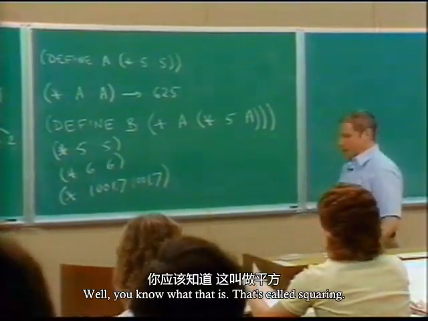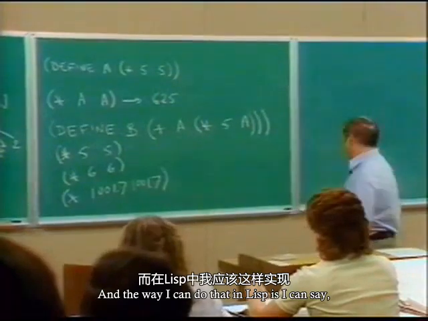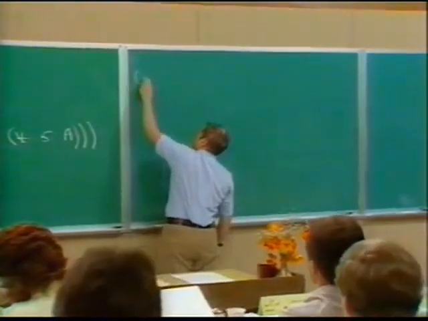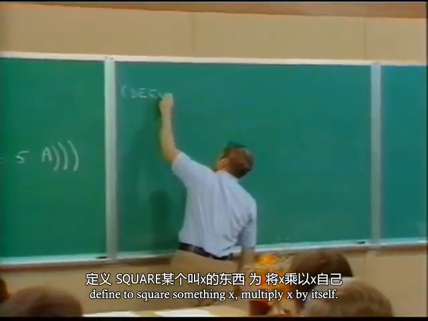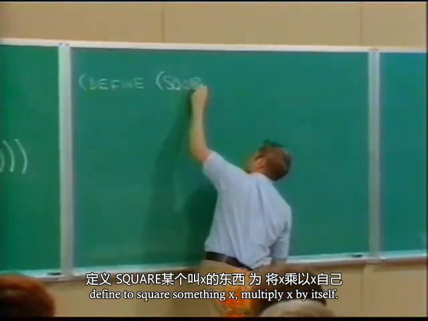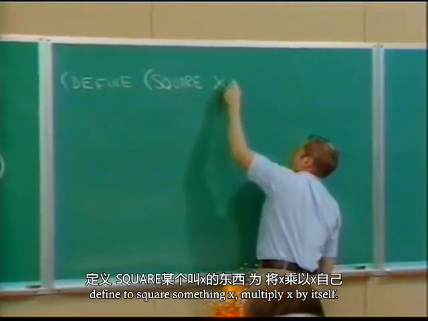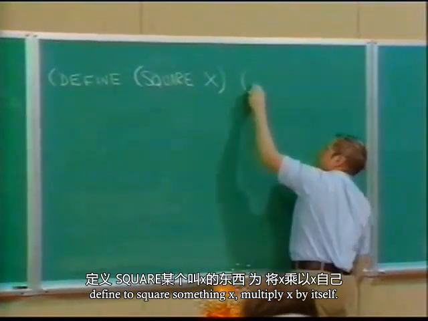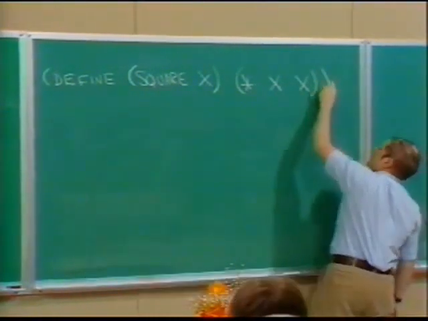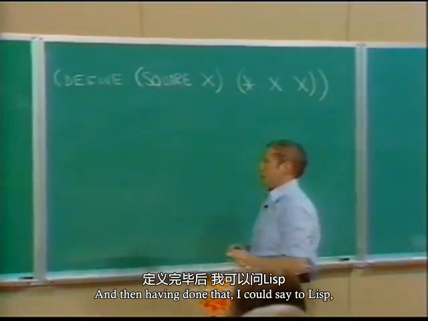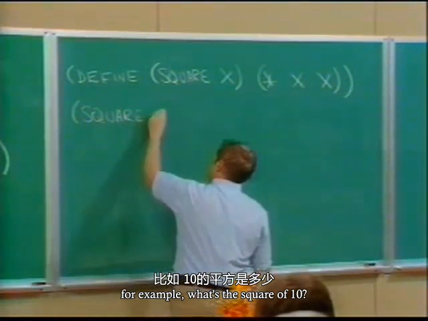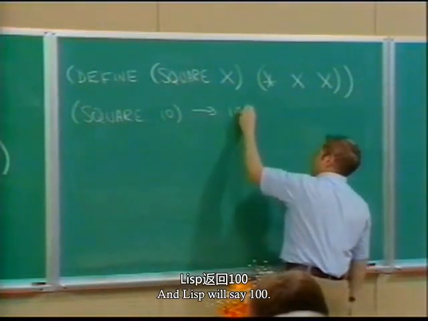Well, you know what that is? That's called squaring. And the way I can do that in Lisp is I can say define to square something x, multiply x by itself. And then having done that, I could say to Lisp, for example, what's the square of 10? And Lisp will say 100.